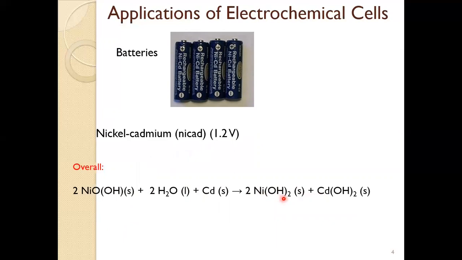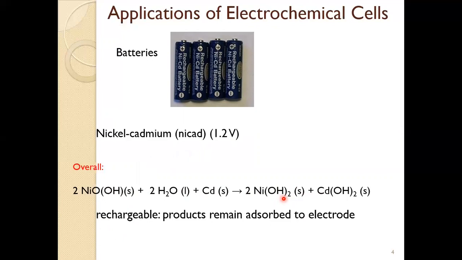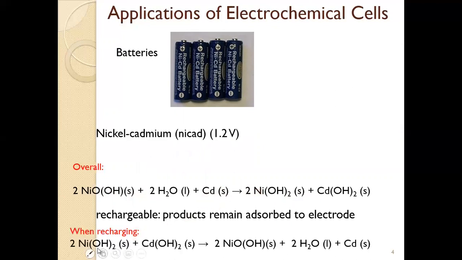As a result, these solids tend to remain adsorbed to their respective electrodes, which then allows us to recharge this battery. And when we recharge a battery, we want to get back to the original reactants in order for the spontaneous reaction to continue to occur, to produce electrical energy. In order to do that, we have to add an external source of electrical energy to force this reaction in reverse. So when we recharge it, we are going to be reducing the cadmium back to elemental cadmium and then reoxidizing the nickel back to its original form.